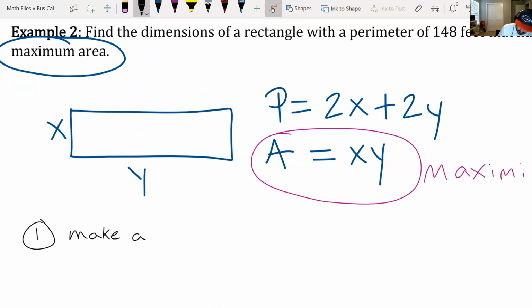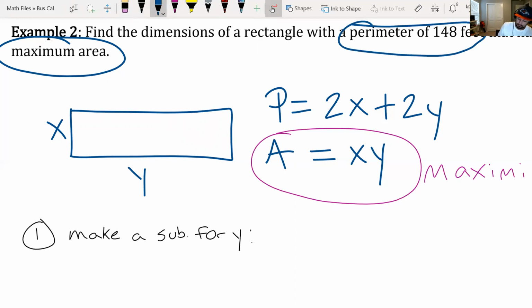Make a substitution for y. And we do that with the information above. We are given that the rectangle has a perimeter of 148 feet.